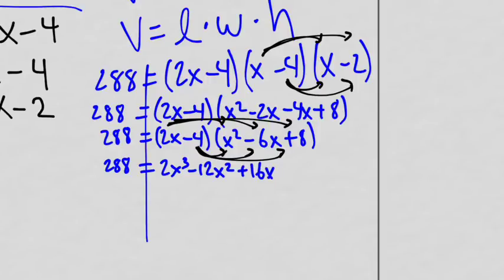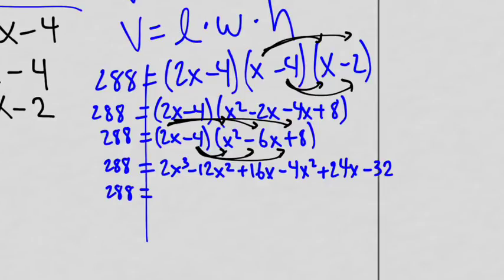Alright, done with the 2x. Next the 4. Negative 4 times x squared, negative 4x squared. Negative 4 times negative 6x, positive 24x. And negative 4 times 8, negative 32. Combine like terms as much as you can.